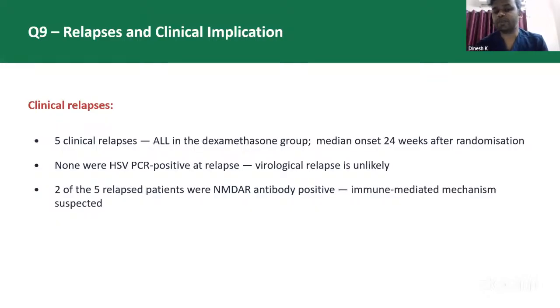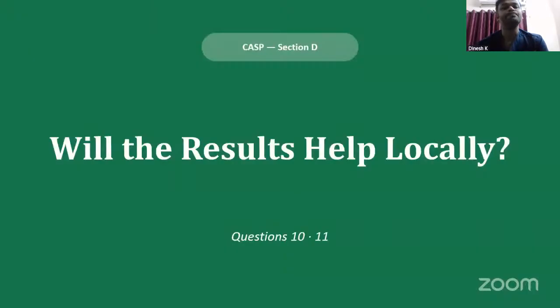This specific point related to autoimmune encephalitis we will discuss in the limitations or appraisal summary. The study related to autoimmune encephalitis we will discuss in the appraisal summary.